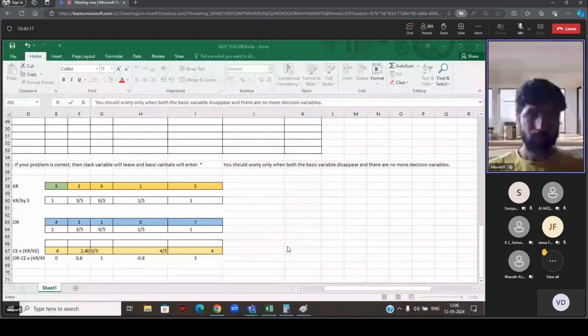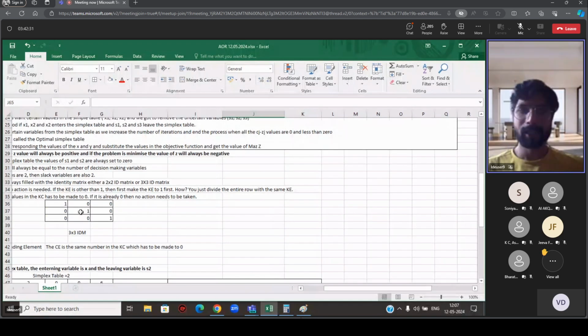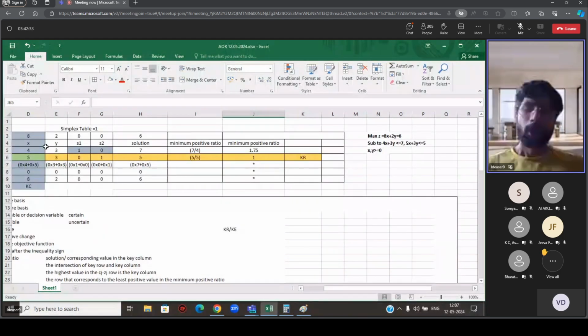Okay, right. So you should worry only when the basic variables disappear and there are no more decision variables. I mean to say, look at this. In this problem, there are two variables x and y. You have to worry only when both x and y are leaving. Then there is some problem with what you have solved. Even if there is one single variable in the table, don't worry.